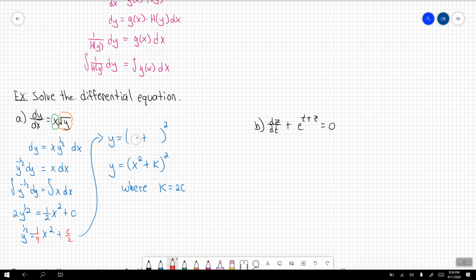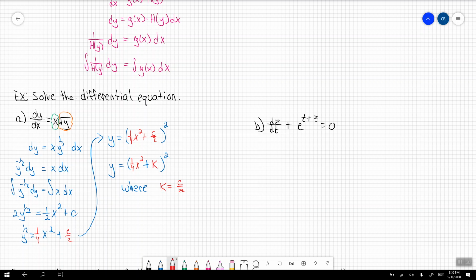Now again, making my corrections, 1/4 x squared plus c over 2. And again, I'm still going to replace that constant: 1/4 x squared, but now my k constant is going to be c over 2. And there we are. So again, my apologies there, but we now have the correct solution on screen.